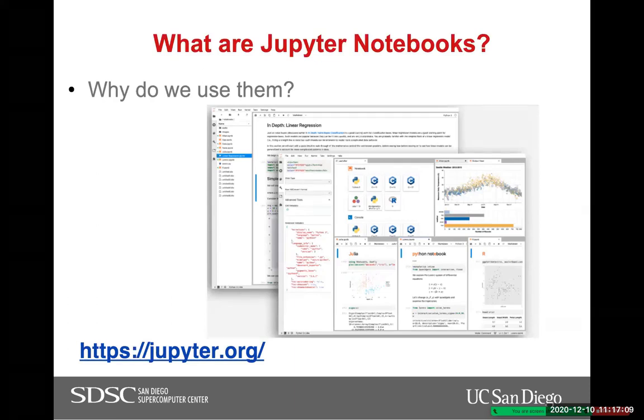You can go to jupyter.org and they have tons of documents on them and tutorials and user guides. They're very popular. So most of you, if you're here, you've probably worked with them, but if not, we have some simple tutorials that will run for you when you do get them launched on Expanse. Why do we use them?